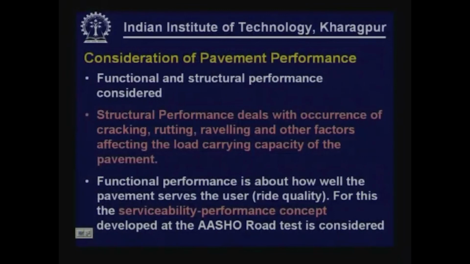That way we are talking about the structural performance of the pavement also, but in general the AASHTO performance criteria at its face value would appear to be as if it is only talking about the functional performance of the pavement. The functional performance is about how well the pavement serves the user, especially the ride quality. For this, the serviceability performance concept is used. How well the pavement is able to serve, what is the level of serviceability available at a given point of time. This concept is used in AASHTO guidelines for describing the performance of the pavements.